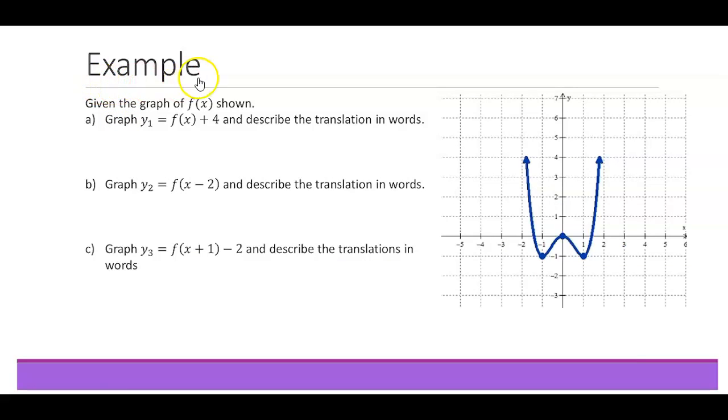Let's take a look at the next example. Given the graph of f of x shown, in part A, we're asked to graph y1 equals f of x plus 4 on the outside, and describe the translation in words. Well, since plus 4 is on the outside of f of x, that means that this is going to have to move up 4. So the translation in words description is up 4 units.